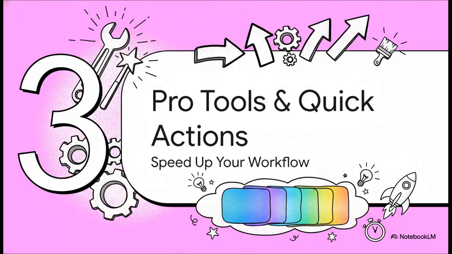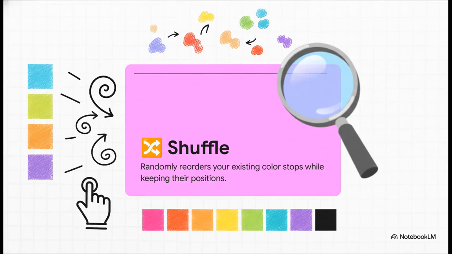Okay, so you've got the basics down. Now, let's get into the really fun stuff, the pro tools that are designed to make you faster and more creative. This is where you can really start experimenting. First up is Shuffle. So imagine your client gives you a specific brand palette. You can pop those colors in, and then with just one click of the Shuffle button, you can instantly see all the different ways those same colors can be combined.